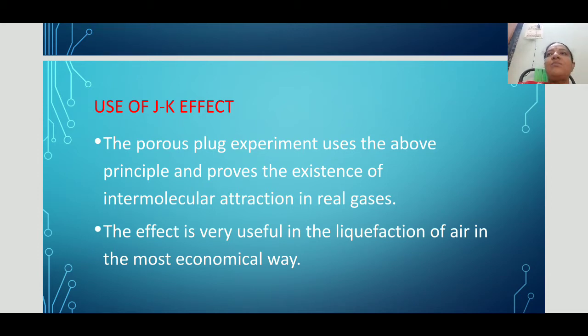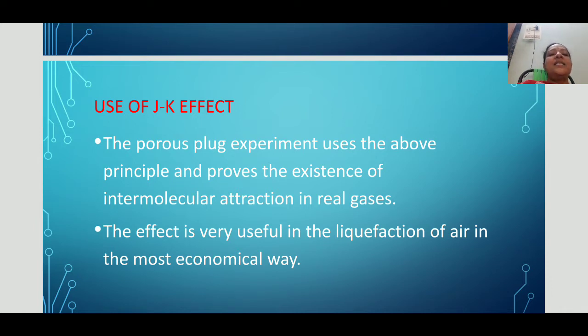Due to the intermolecular forces, the gas is doing some work, so there arises a change in temperature. If there are no intermolecular forces, there will be no change in the temperature. But here the change in temperature is arising. So this is the main concept of the Joule Kelvin effect. Intermolecular forces of attraction will be present.